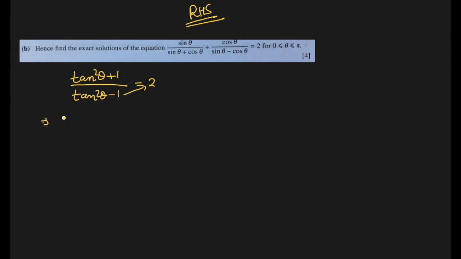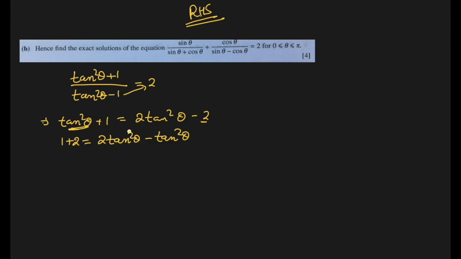So we are left with what? Tan square theta plus 1 is the numerator left here, but the denominator multiplies. 2 tan square theta minus 2. Okay, so now I can combine the tan squares together. Let me bring this tan square to the right side and this minus 2 to the left side. So it becomes 1 plus 2 on the left side and 2 tan square theta minus tan square theta. Why did I do that? Because otherwise it would give me negative on both sides. So it's better to do this. So 3 is equal to 2 minus 1, just tan square theta.